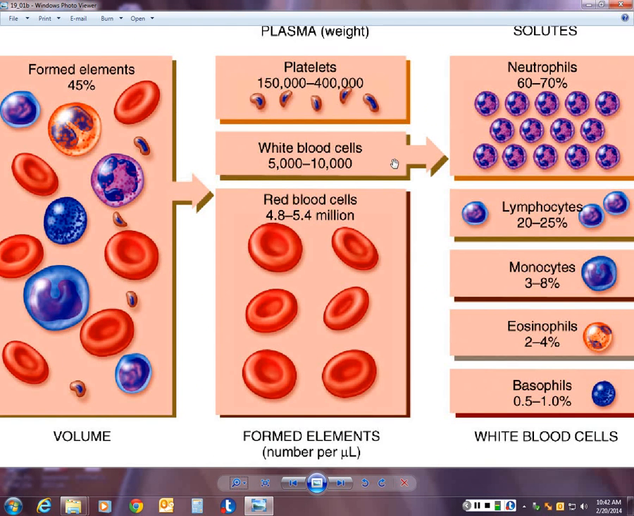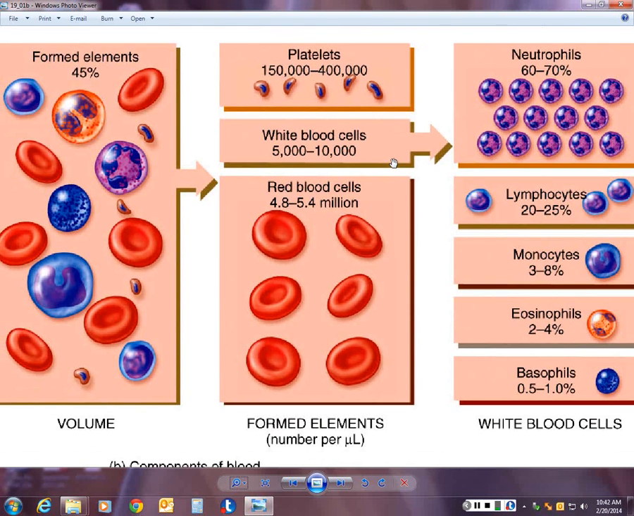Now, if we scroll to the bottom of the image here, we're going to take a very quick look at the formed elements. And I say quick look because we're going to touch on each one of these formed elements individually as we go through the chapter, so I don't feel the need to spend a whole lot of time on them. But as I told you before, the formed elements are cells and cell fragments found within blood. They consist of three major categories.